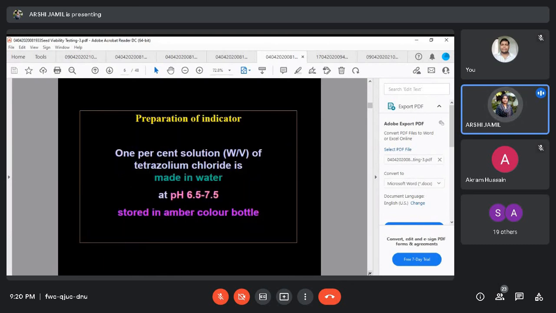Then preparation of indicator. A 1% solution weight by volume of tetrazolium chloride is made in water and pH is adjusted to 6.5 to 7.5 and it is stored in an amber color bottle. Why do we use an amber color bottle? Because it might react with the light.